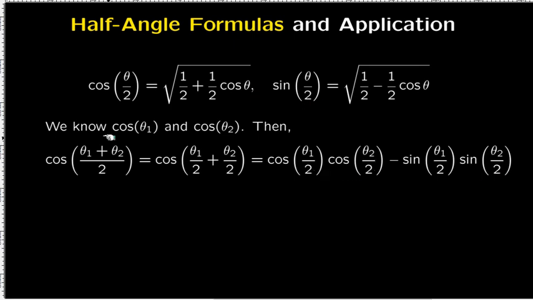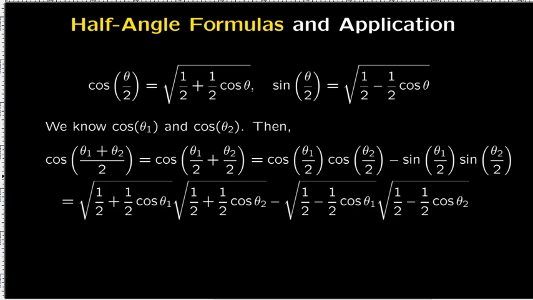Then we can use the knowledge of the exact values of cosine of theta 1 and theta 2. So it's down there. Substitute this one with the half-angle formula version. So cosine theta 1 appears there, theta 2 appears there. Sine theta 1 over 2 has this version with the minus, theta 1 appears there, and the sine version for the second factor appears down there. So here's the formula. We're going to repeat this over and over.